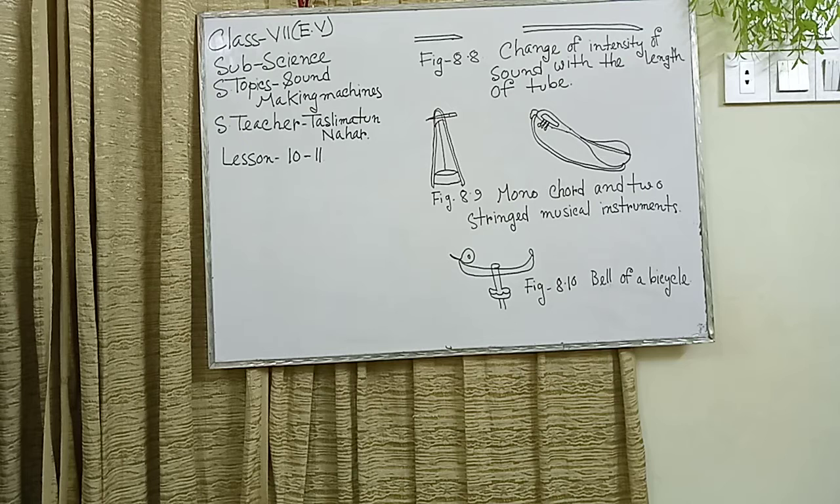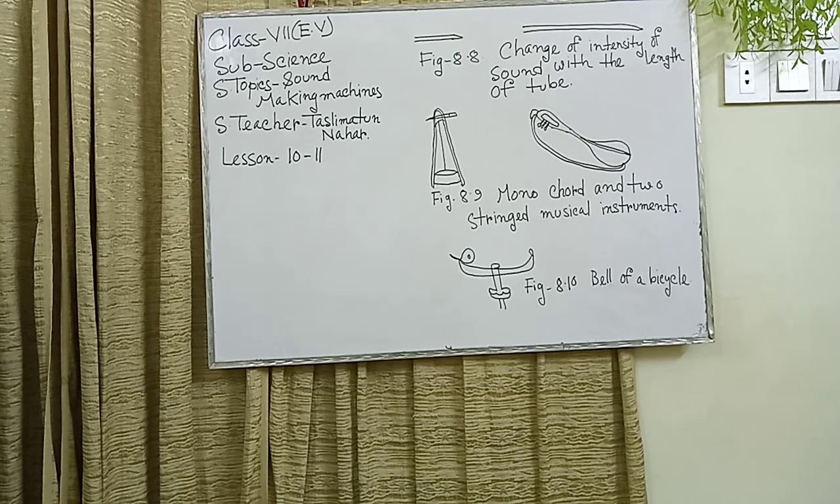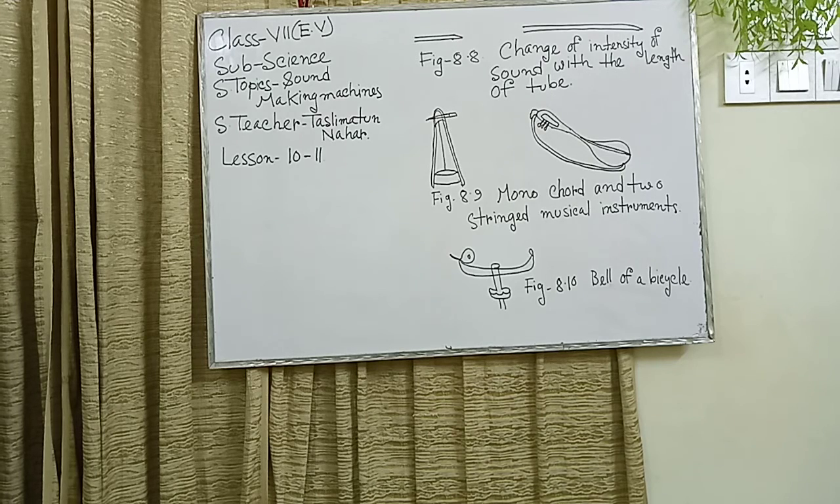8.10, the bell of a bicycle or rickshaw. We are familiar with the sound of the bell of a bicycle or rickshaw. Here the bell rings tung tung. Do you know how this bell produces sound?